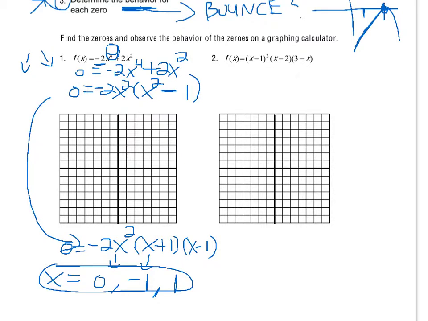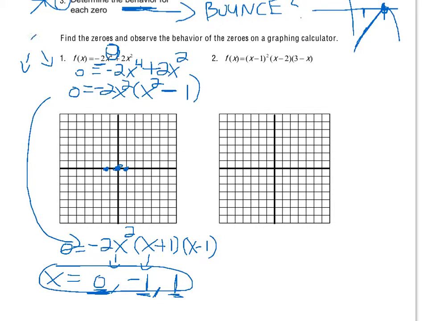Now, before we even do step 3, which is new, where we discover what it means to determine the behavior at each zero, all I'm going to do right now is graph these 3 zeros. x equals 0 is the origin. x equals negative 1 is right over here, and x equals positive 1 is right here. So all 3 of these are real close to each other.